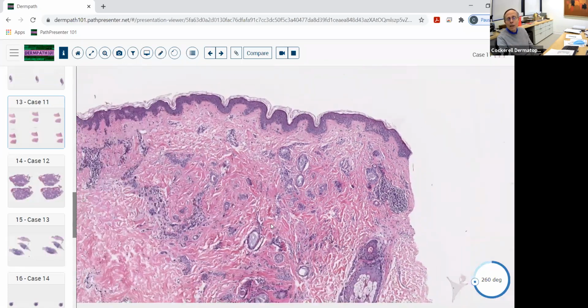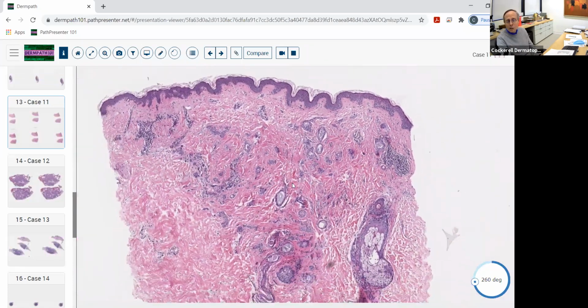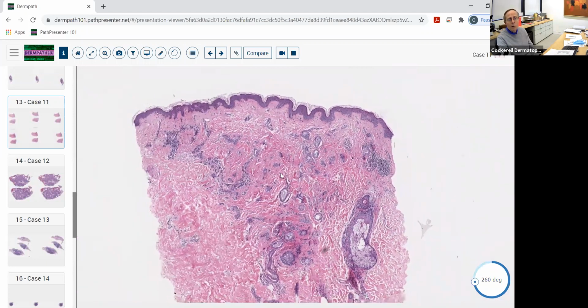So that's the way that you diagnose a syringoma. So it's not syringomatous carcinoma. It's not a microcystic adnexal carcinoma. Nothing to worry about when we get that kind of diagnosis.